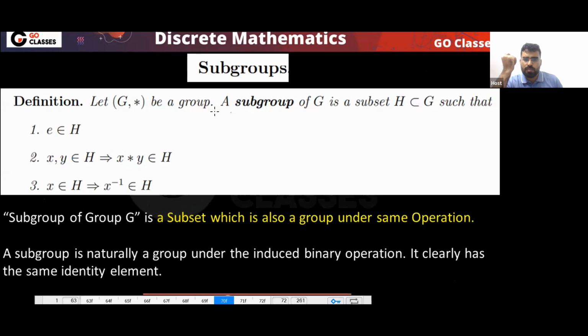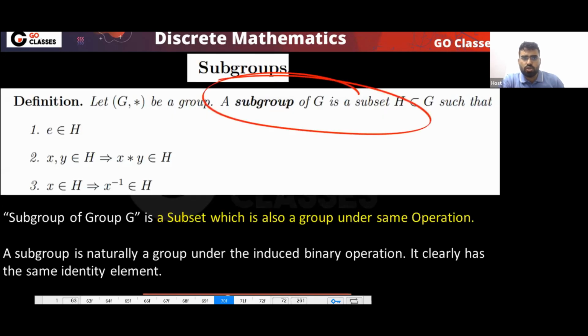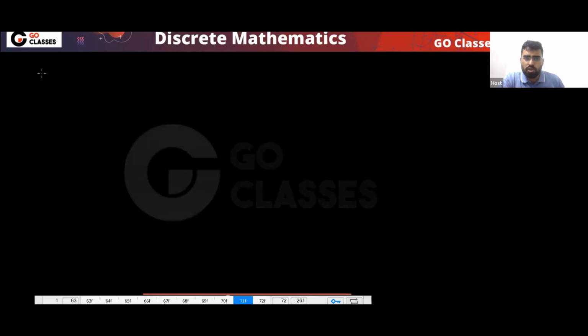So this is the definition of subgroup. Subgroup is a subset which is a group, meaning identity element must be there, closure property must be there, inverse property must be there, and you don't have to check associative property. Do you need to check associative property? No need, because the operation is already associative.